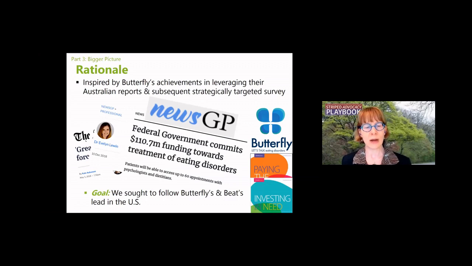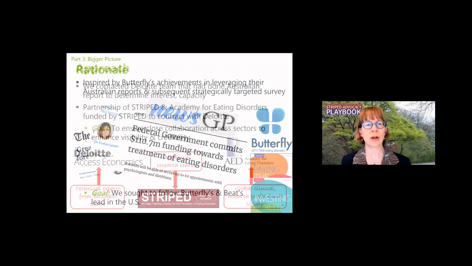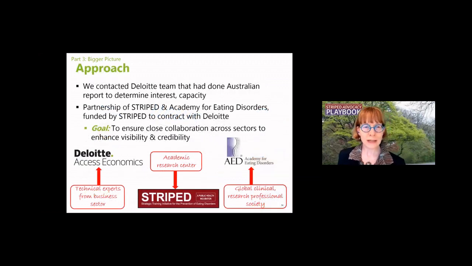It's never been done in the US, but we need to know the same kind of answers that they got in Australia. So what we did, and when I say we, I mean a partnership between my organization, STRIPED, and the Academy for Eating Disorders, which is the leading global professional society for eating disorders researchers and clinicians. So we contacted the same Deloitte Access Economics team who had worked with the Australian group and said, well, can you work with the US?